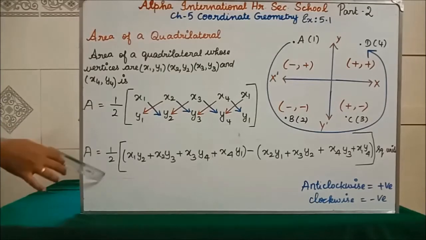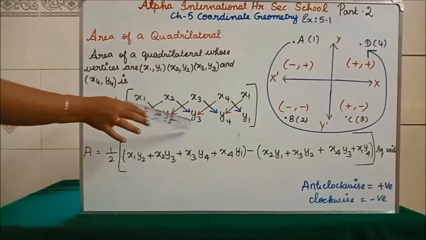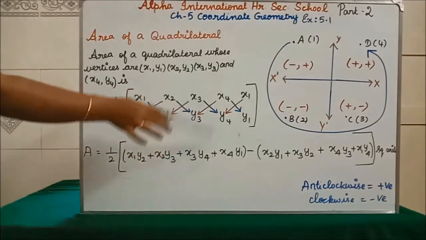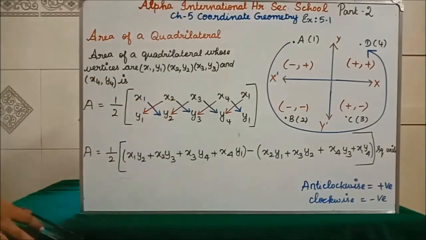Area equals 1 by 2 times x1 y2, x2 y3, x3 y4, x4 y1. Clear? Now we are going to do it in the opposite direction. Opposite direction means what? Minus, x2 y1, x3 y2, x4 y3, plus x1 y4. And you close the bracket. Square unit is very important. Clear? And in the area of a quadrilateral, the graph is also very important.